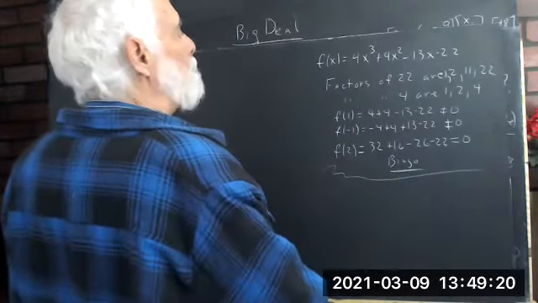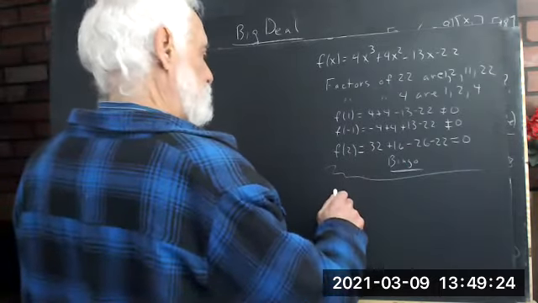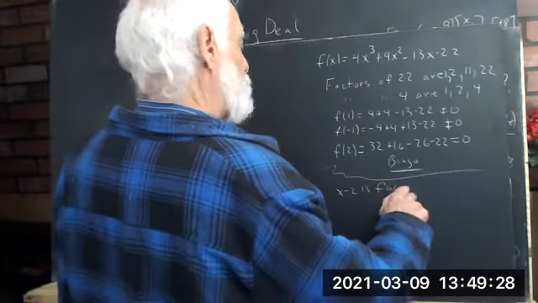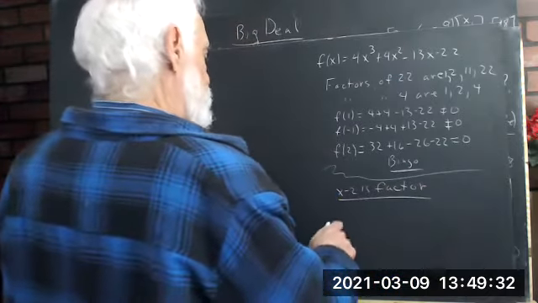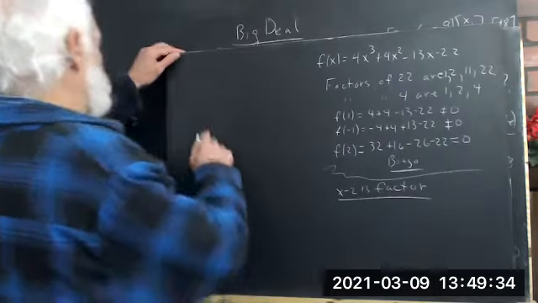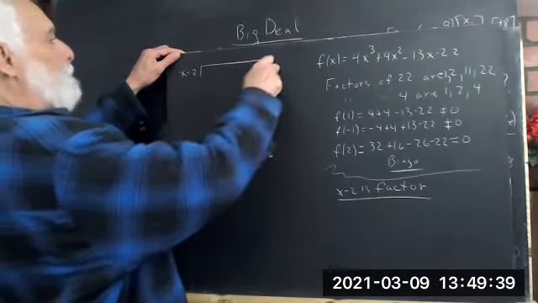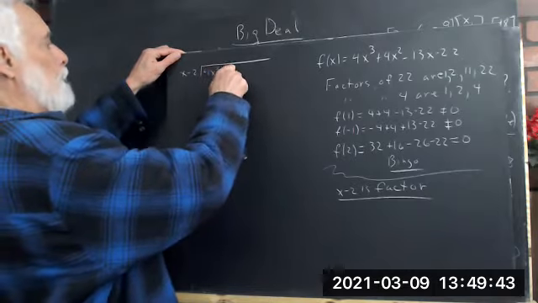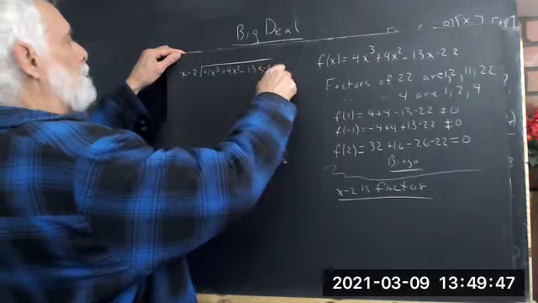Now x minus 2 is a factor. So we divide x minus 2 into 4x cubed plus 4x squared minus 13x minus 22.